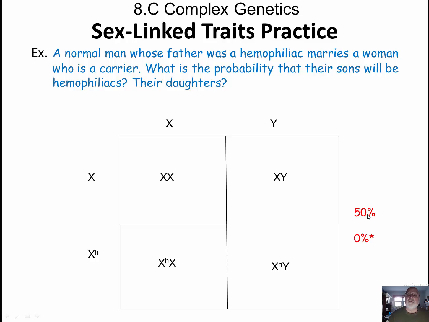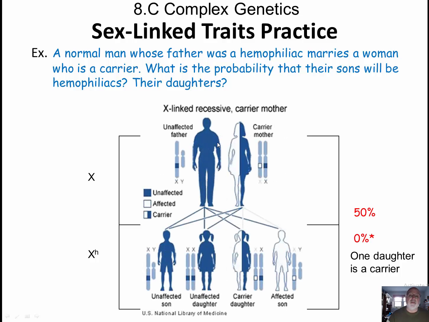So what's the probability of their sons? 50%. What's the probability of their daughters? 0. But you do have to remember that this daughter right here will be a carrier. Here's what it would look like if you had the picture. Here's an unaffected father. There's the carrier mother. And we have an unaffected son, 25% unaffected daughter, 25% daughter who is a carrier, and then we have an affected son, 25% chance.